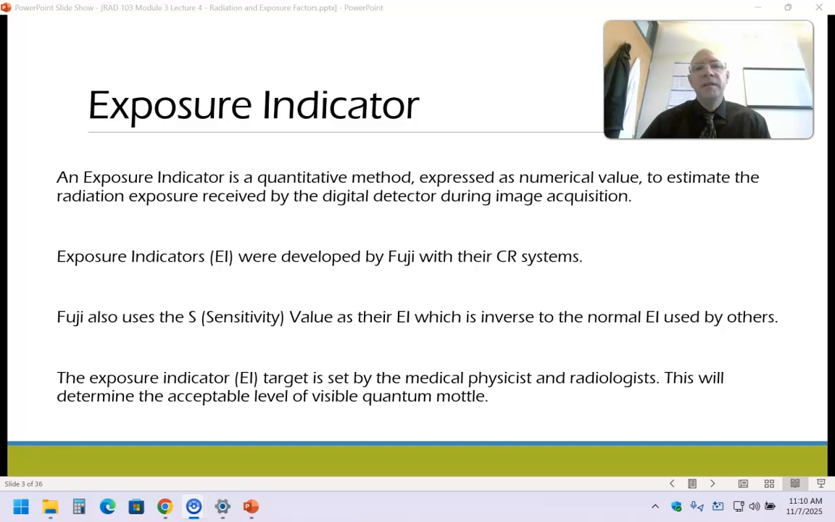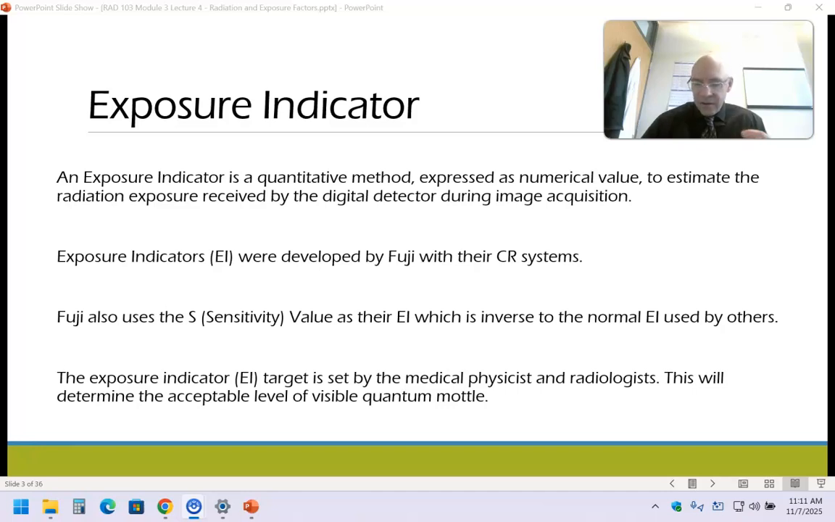The first company to come up with an exposure indicator was Fuji, when it realized that when you look at the image, it looks perfect. So how is it that we show the technologists that their technique was too high or too low, and that we help them with that because of the software? So Fuji came up with the sensitivity value, or S value.